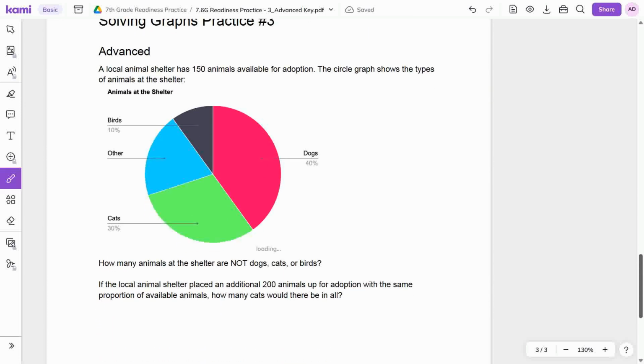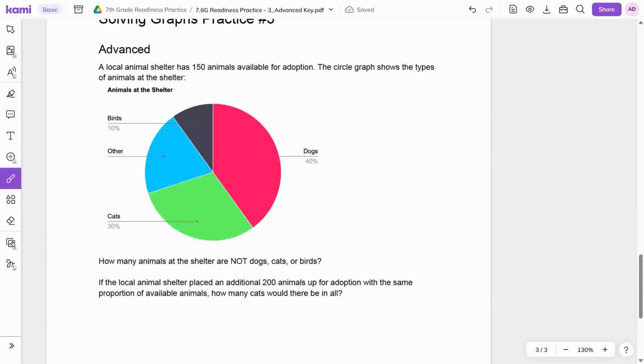For number 3, we have 150 animals out for adoption, and we've got birds, dogs, cats, and others. So how many animals at the shelter are not dogs, cats, or birds? So we're just looking at other. Okay. And I've got 40%, 30%, that's 70. 10% is 80. If I add up the 40 and the 30 and the 10, I get 80, which means this has to be the rest of the pie graph. Pie graphs are 100%. Therefore, that's got to be 20%.